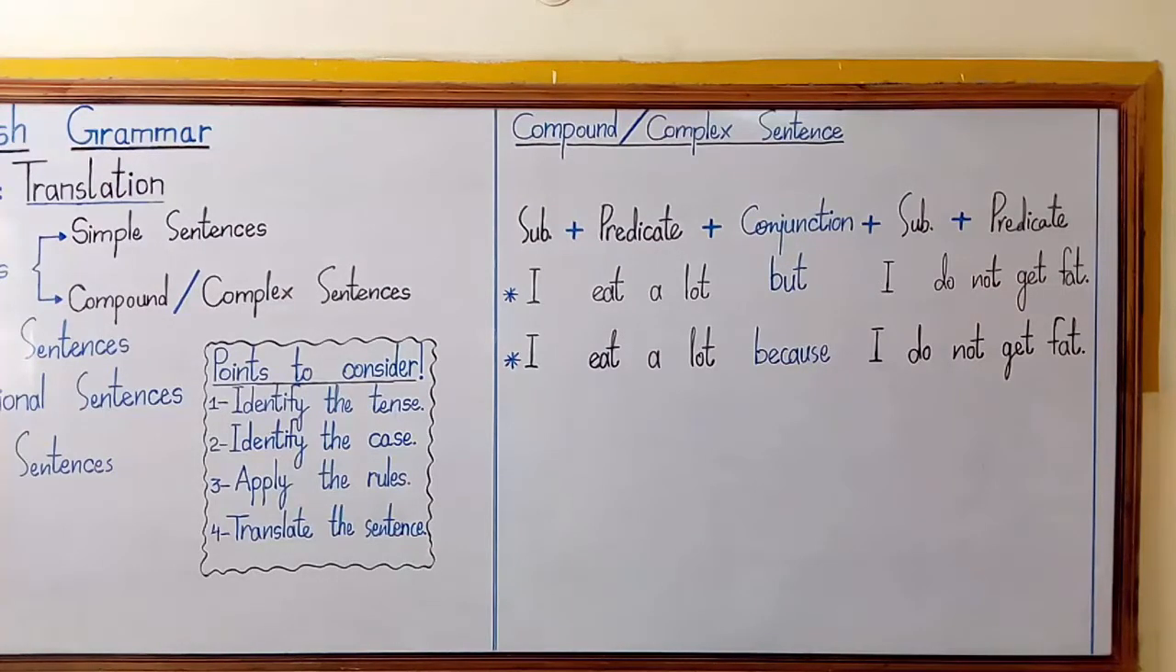Now there are 2 sentences given as examples of compound or complex sentences. You have to identify which one is a compound sentence and which one is a complex sentence. Sentence number 1: I eat a lot but I do not get fat.